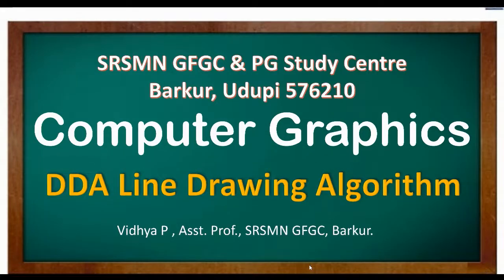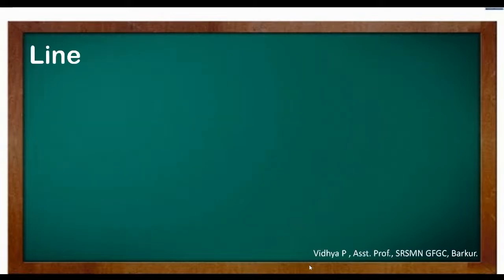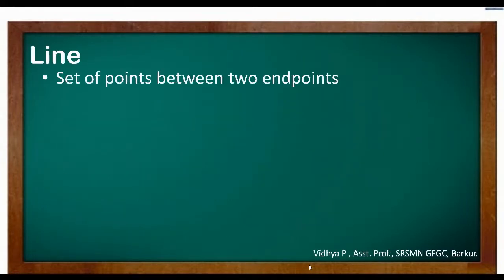Hi, in this video, we'll discuss the DDA line drawing algorithm in computer graphics. A line can be defined as a set of points between the two endpoints (x1, y1) and (x2, y2).